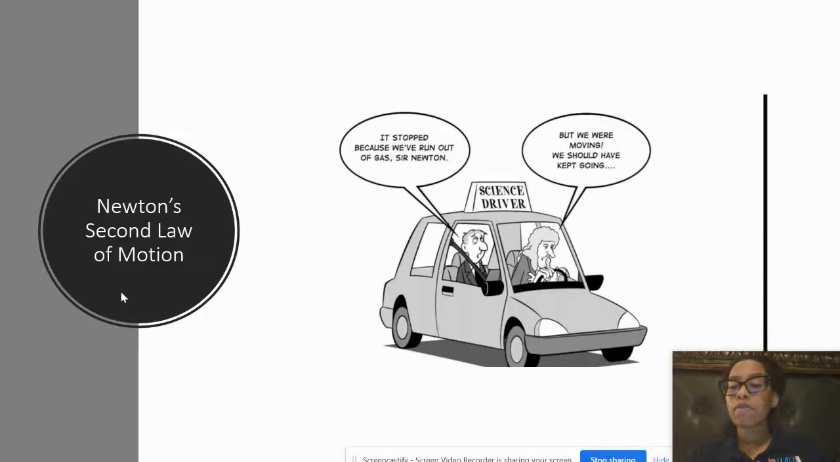Now let's move into our last law. I know we did them out of order. We didn't do first, second, third. We did first, third, second. And I waited on second because it involves calculations, and I know that it's not our favorite thing to do.